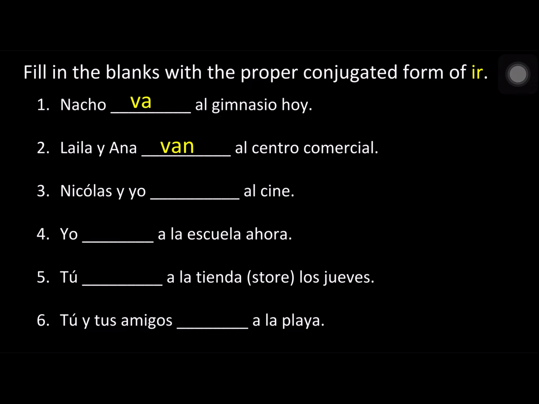Nicolás y yo. Okay, anytime you add yourself, you made it a we thing. We in Spanish is nosotros, so the proper form of that would be vamos. Nicolás y yo vamos al cine. Nicholas and I, we go to the cinema or the theater.